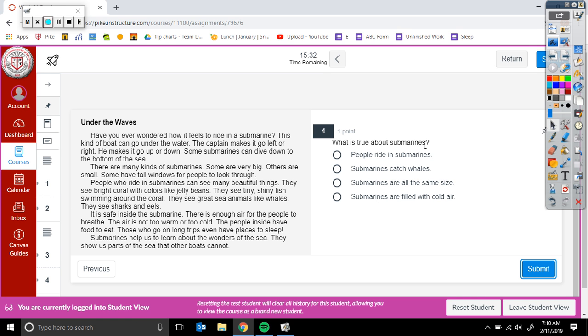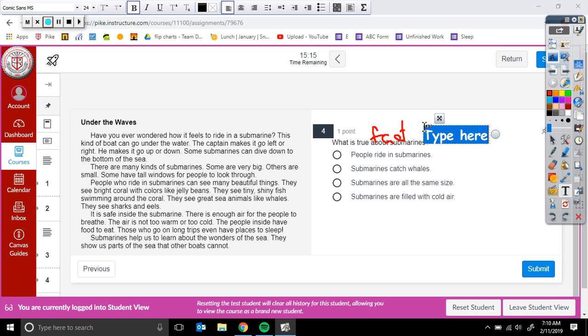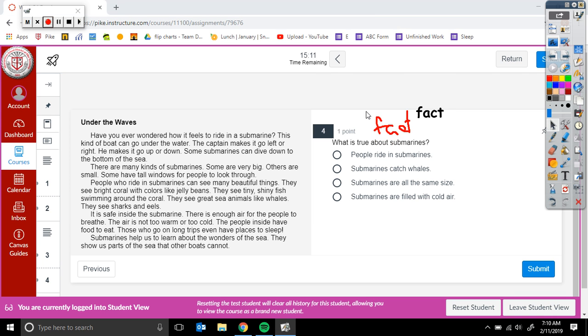What is true about submarines? Ooh, Miss Buckle likes these because sometimes you're going to have to read this. This one is basically what is a fact? What can we prove? Sorry, Miss Buckle. That looks like gibberish. Let's try that again. What is a fact?